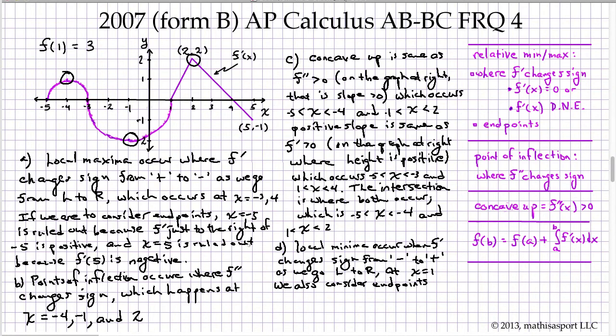So let's look at the 3 points that we have to consider. We've got to think about x as well as f of x. We need to consider 1, we need to consider 5, and we need to consider -5. 1 is the easiest. The height is given to us. F of 1 equals 3.